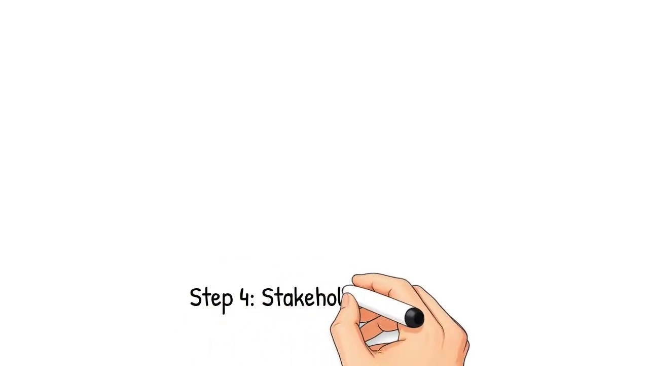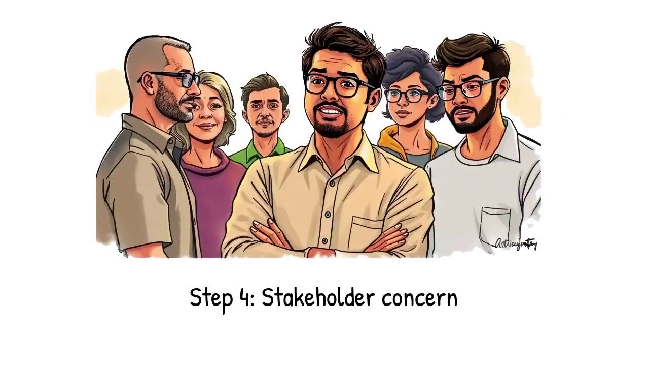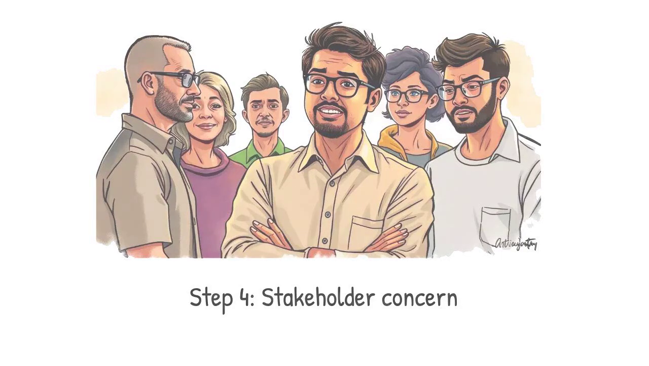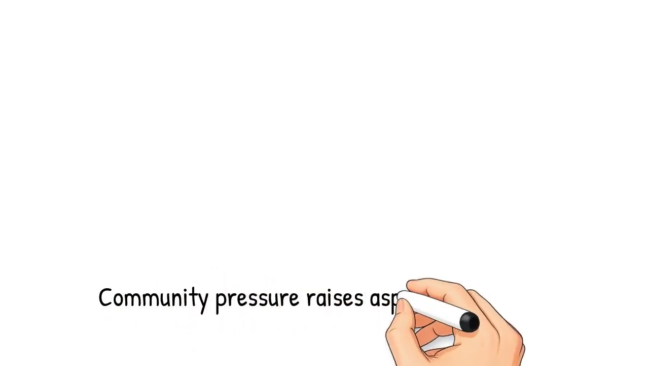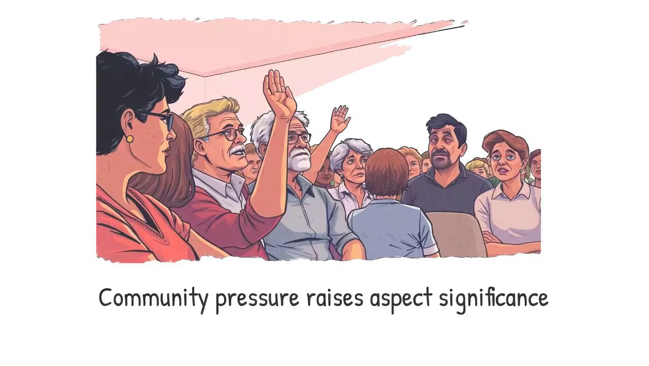The fourth step is stakeholder concern. Sometimes an aspect becomes significant because people care about it. For example, noise near residential areas, odor from food factories, dust from construction sites, or water usage in drought-prone regions. Even if severity is moderate, stakeholder pressure can make the aspect significant.